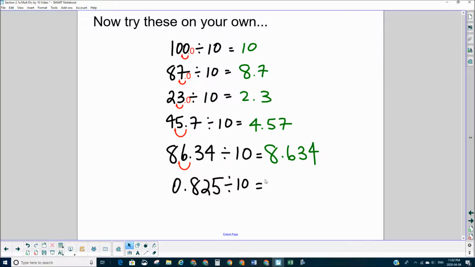And then it's really handy for something like this. I can't imagine that you would have thought that you could actually do this in your head, but I don't need a calculator to say, you know what, I move it 1 decimal place to the left, and I know that it's going to be 0.0825 when you do that division.